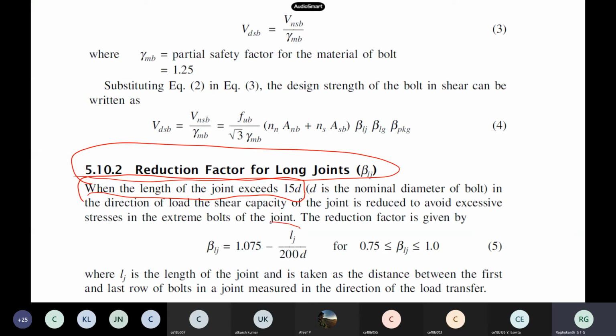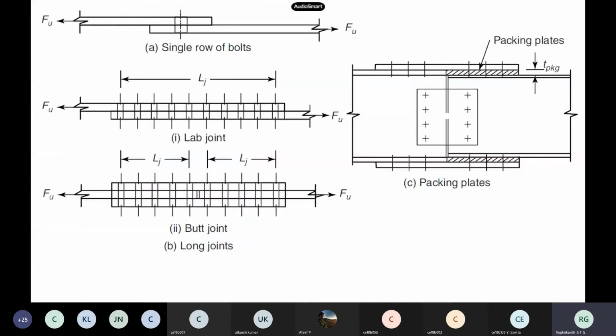Then you have to reduce by this expression, where LJ is the length of the joint and D is the diameter here. You can see here the LJ, this is the length of a joint. So this LJ matters if there are too many bolts, when the joint is very, very long.